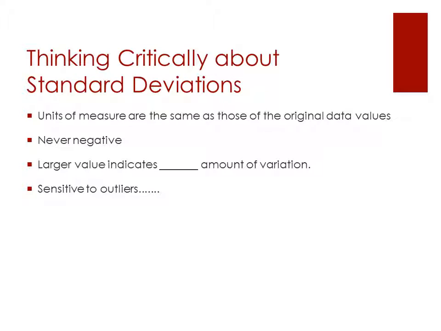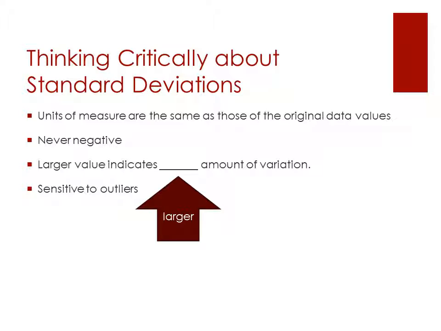Now, let's look at our third point. If I have a larger value of standard deviation, what does that indicate about the amount of variation in my data set? Think about this for a moment, and then when you've got the answer, move on to the next slide. It's going to be a larger amount of variation. So the larger standard deviation means greater variation around my mean.